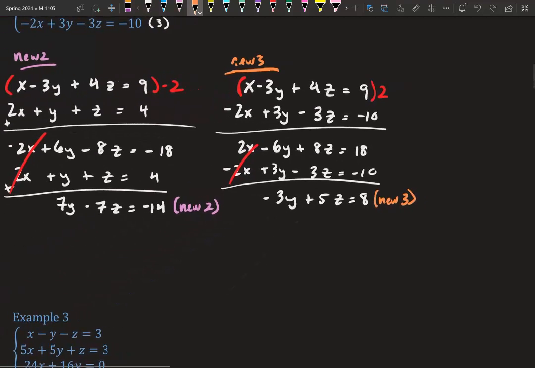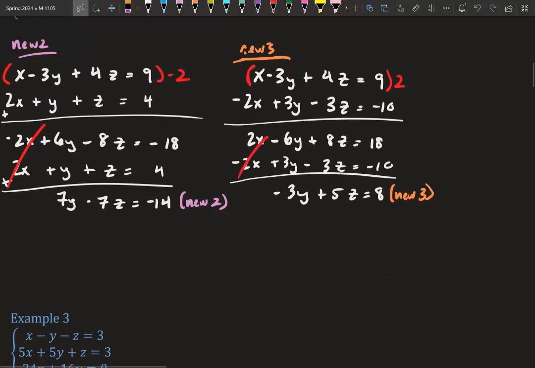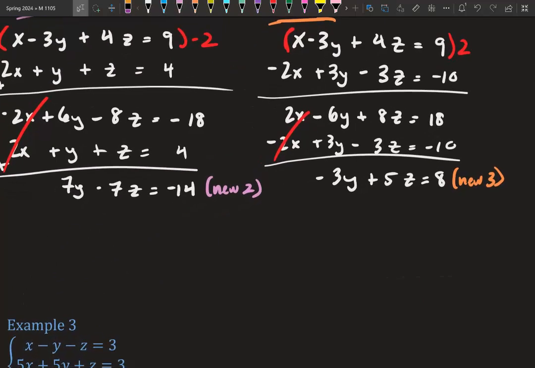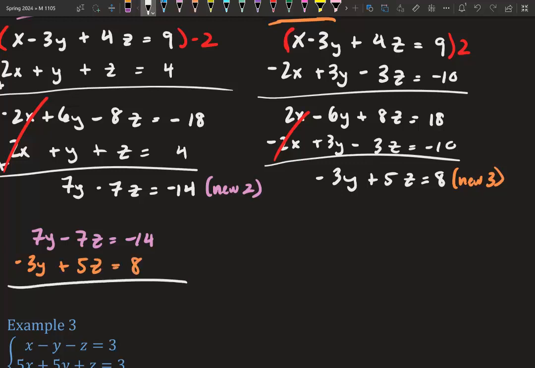Now we take our new equations and go ahead and put them together. So our new 2, we have 7y minus 7z equals -14. Our new 3, we have -3y plus 5z equals 8.